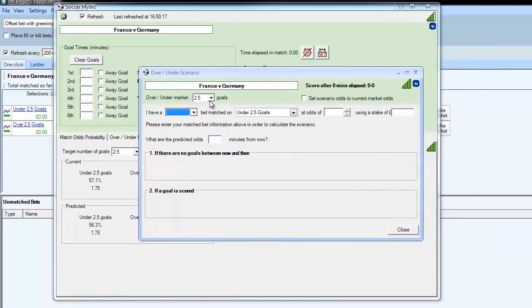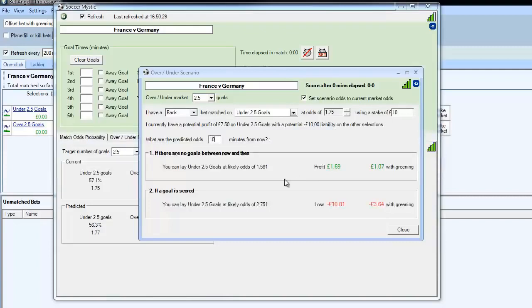So I'm on the over and under 2.5 goal market. I have a back bet matched on under 2.5 goals at odds of 1.75 with a stake of £10. What are the predicted odds 10 minutes from now? You can see here, this is basically saying you'll make £1.69 profit on your £10 within 10 minutes, or on or around 10 minutes.